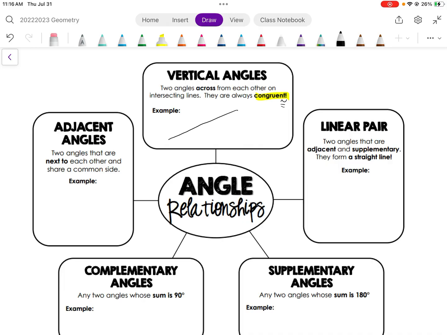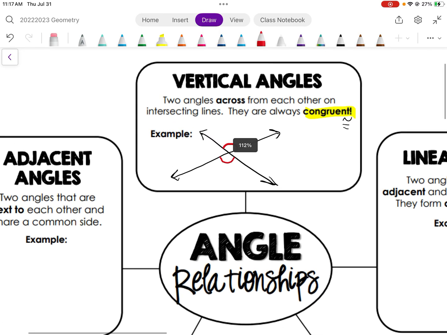So vertical angles, what I want you to do is draw two lines that are intersecting in any way. The vertical angles are the ones across from each other. So if I look at the top angle, for example, the angle vertical to that would be the bottom angle, and they are always congruent. So notice how I marked those both with a single arc. Okay?